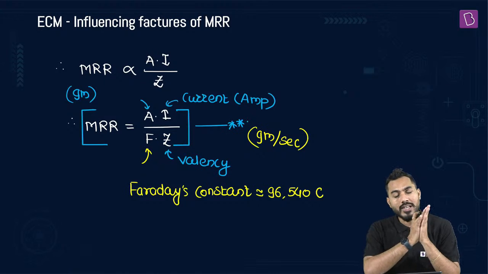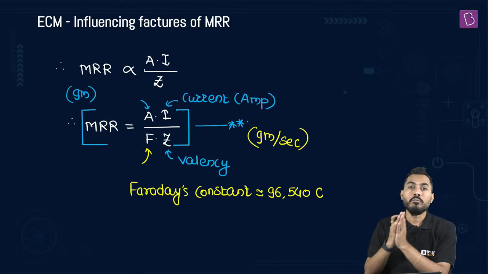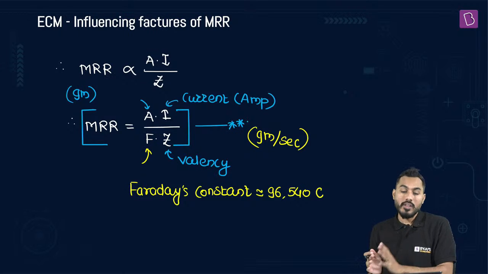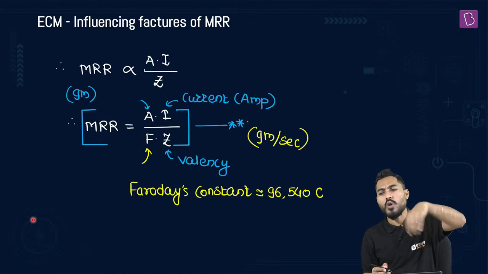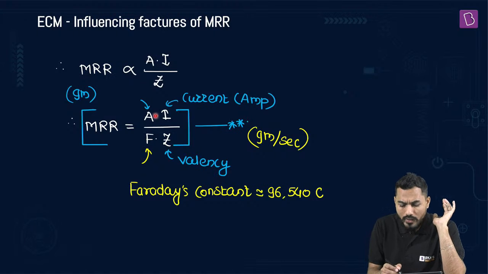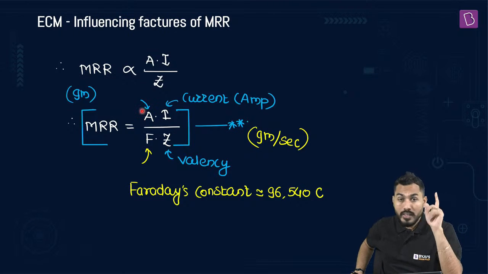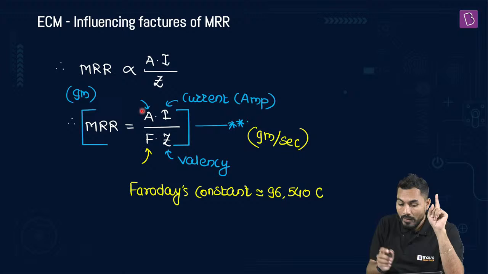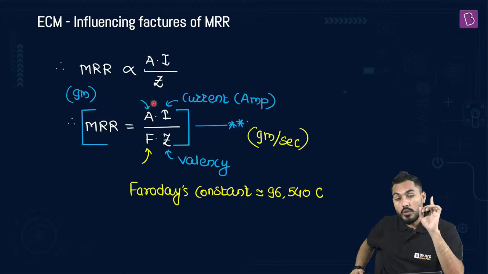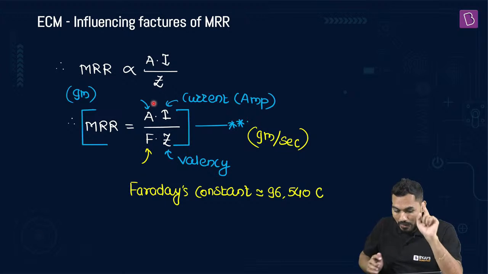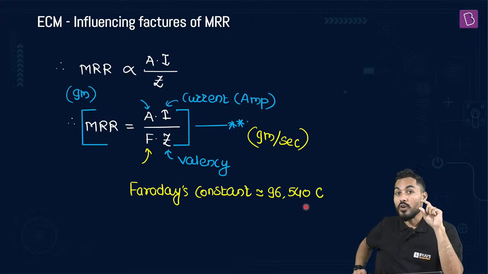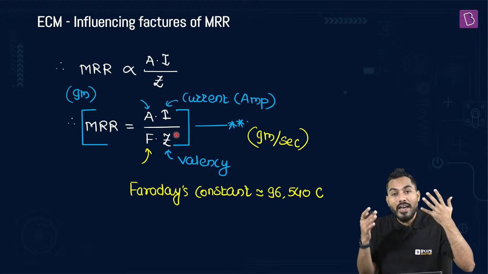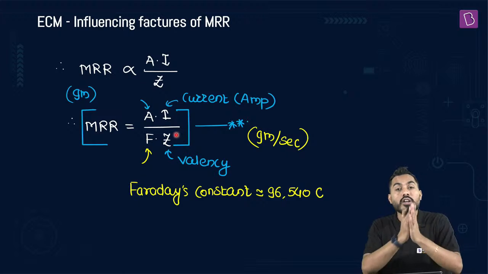Sometimes a question comes simply in a GATE examination: calculate material removal rate in an ECM process, and these values are given in the problem. Very simple, straightforward, one question already asked in a number of GATE examinations. Gram atomic weight is given in gram, but let me repeat, it should be in gram. I, that is current, should be given in ampere. F, Faraday's constant, is a constant, 96,540 coulomb charge, and Z is the valency, just a number. It does not require any unit.